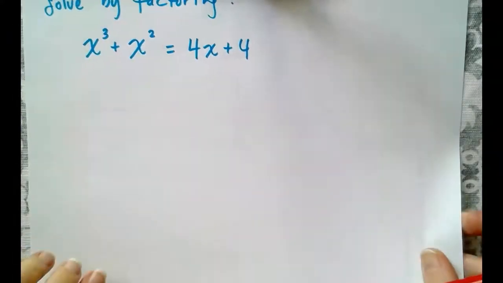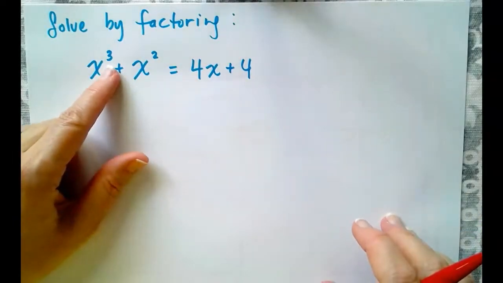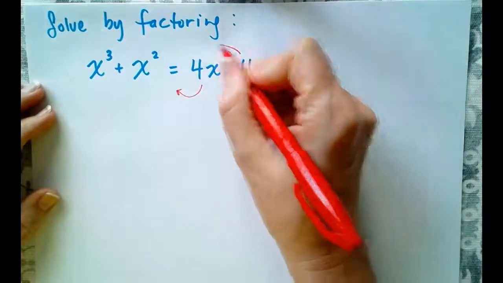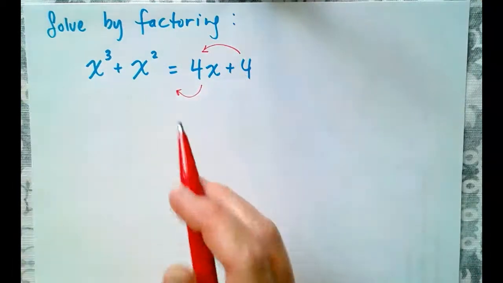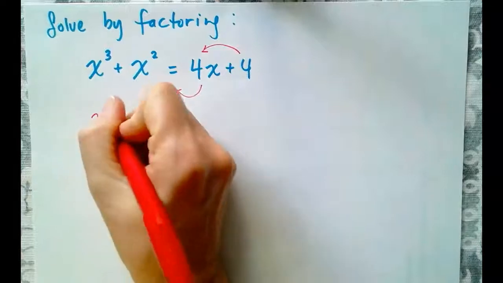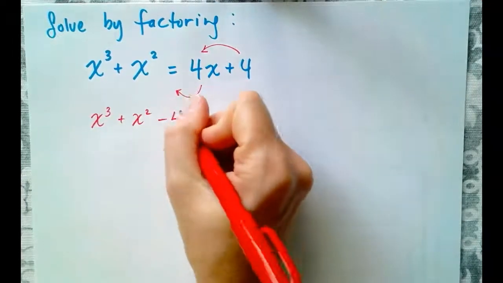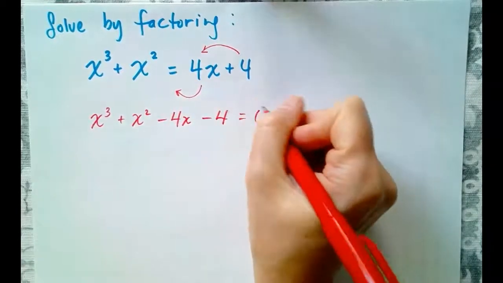Continuing to solve by factoring, again, this is a cubic equation. The highest degree exponent is 3. So we are going to still set everything equal to 0. So these two terms on the right need to come over to the left. So x to the third plus x squared minus 4x minus 4 equals 0.